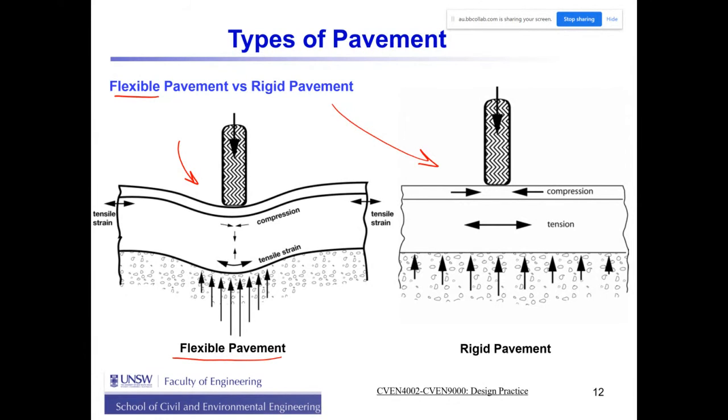Due to the difference, this is a big difference between settlement. Due to this difference, we will have different distribution of load, as you can see. In flexible pavement, we have somehow compression at the top of each layer and tension at the bottom of the layer. While in rigid pavement, you can see that in the top layer we have compression, and in the second layer we have tension.